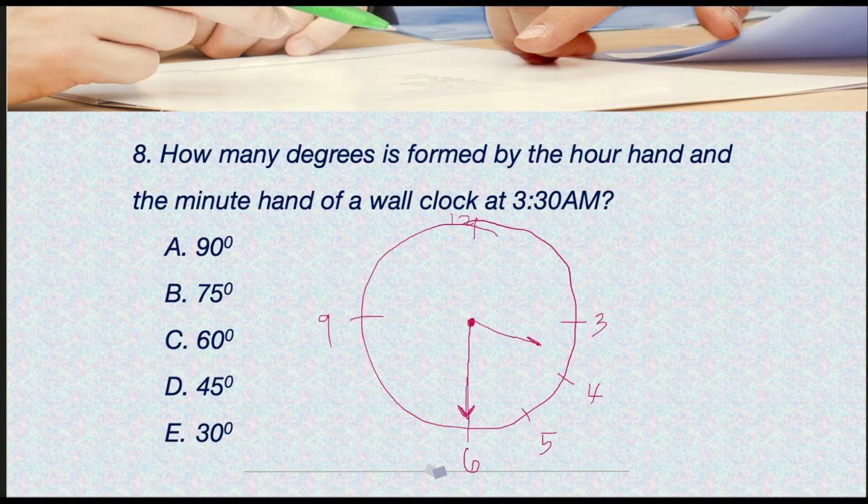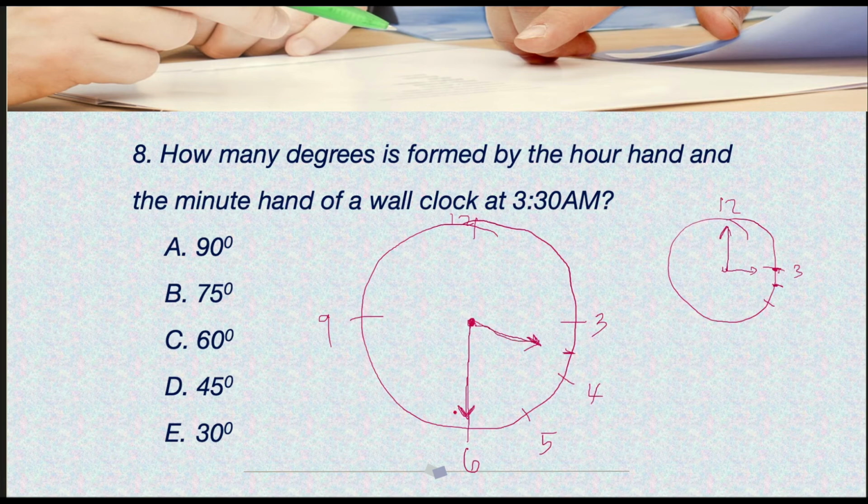Here, the short hand is between 3 and 4. Why is it that the short hand is between 3 and 4 and not at 3? Because at 3 o'clock, let me have another clock here. At exactly 3 o'clock, the short hand is exactly at 3. But as the long hand moves to number 6, the short hand also will move. And if we have 3:30, it means that the shorter hand now is between 3 and 4.